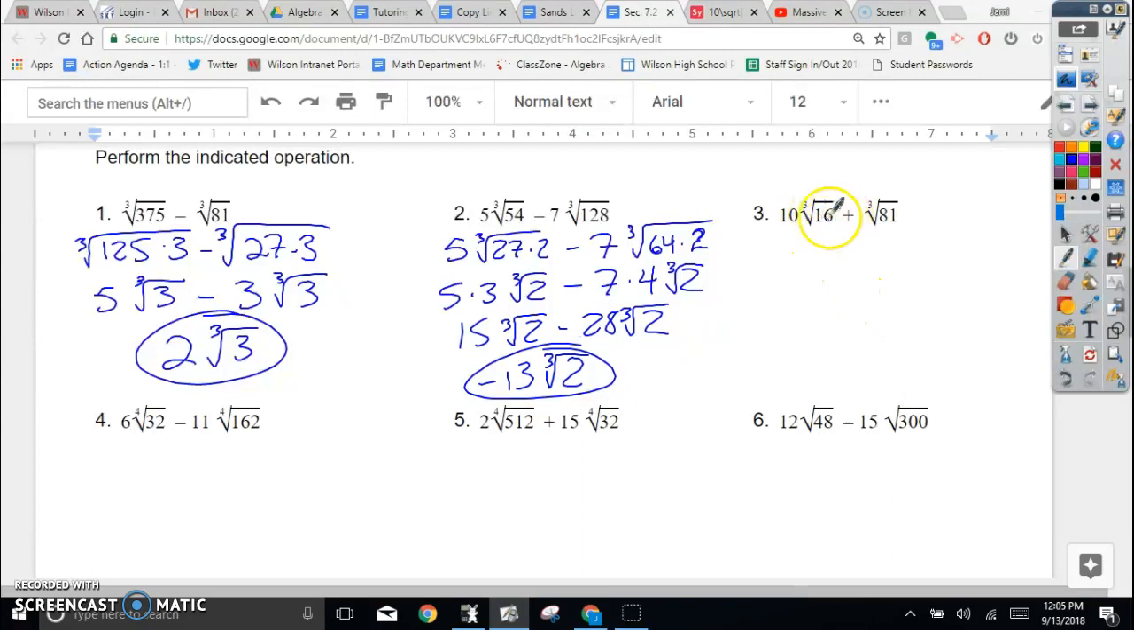And 3, okay, we're going to have to break this down. 16 is not a perfect cube, but 8 is, so we'll make that 8 times 2. And 81 is not, but 27 times 3 is 81, and 27 is a perfect cube.